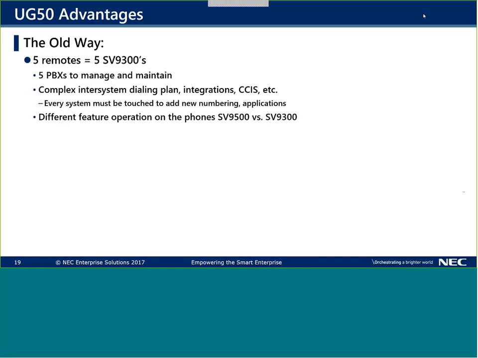Another thing to be aware of is that the feature key and button operation of our phones is slightly different on the 9300 than the 9500. So if you had both systems in your network and people traveled from one site to another, when they pick up a phone, the features and the buttons will work a little different. And in an ideal world, we would not have that difference. So we would consider these things to be sort of bad, right? The things that are bad about this are maintenance, management, dialing plan, feature operation, quite a few things that are not perfect.